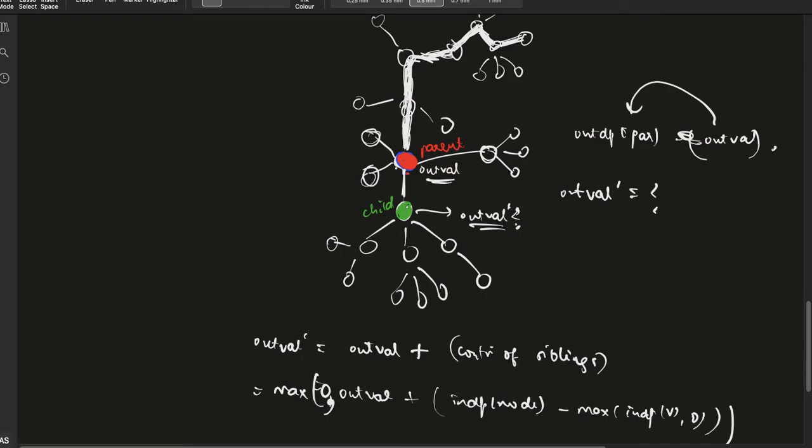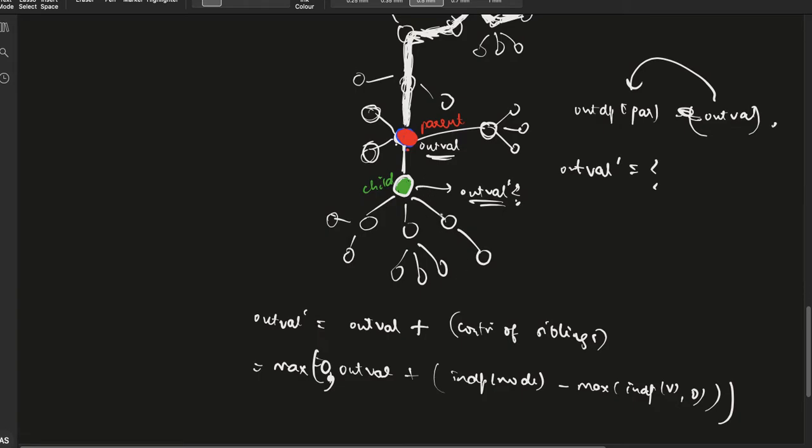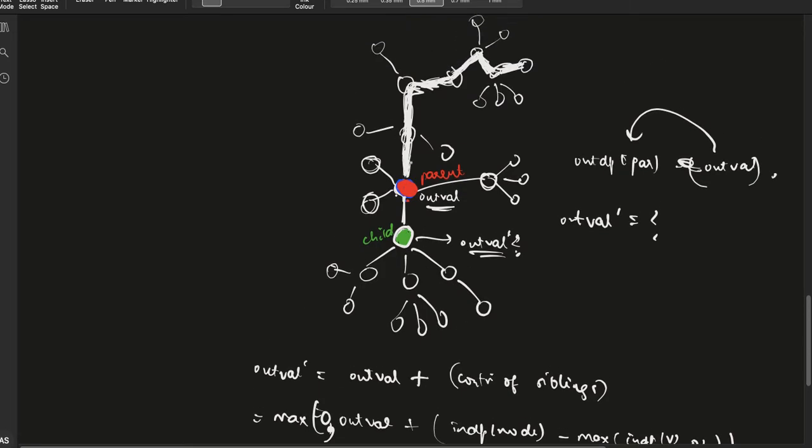Now the logic for this is, out val dash can be written in terms of out val. Let's say that for this parent, the out val corresponded to a path like this. So out val for the child can be this path, that is, the optimum path for the parent, plus a node plus an edge inserted between the node and the parent, and the rest of the thing is the same. So this can be one possibility.